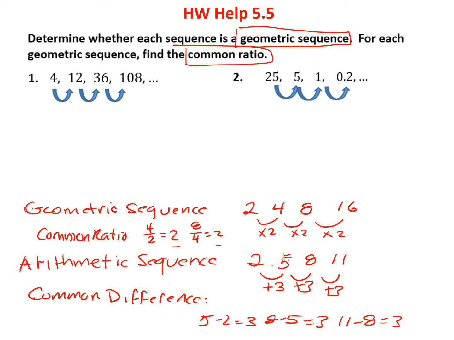So as we look here, we're looking to see, is there a common ratio? And I look at 4 and 12, I say, oh, I can multiply that by 3. Now let's see if it works for the next one. 3 times 12, yep, that's 36, and 3 times 36 is 108. So we've decided this is a geometric sequence.